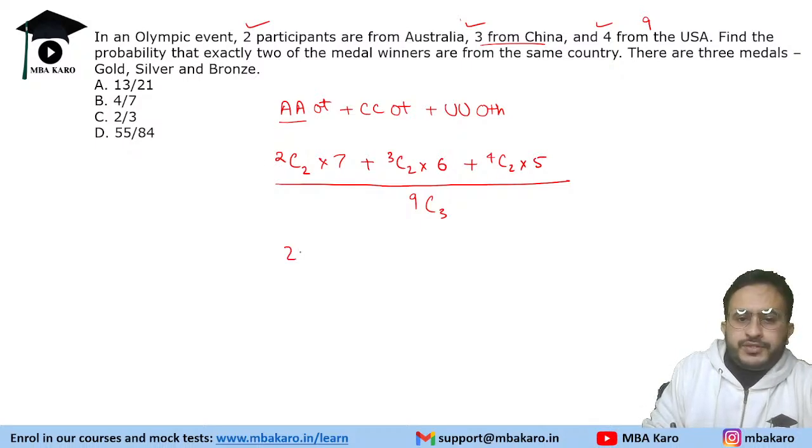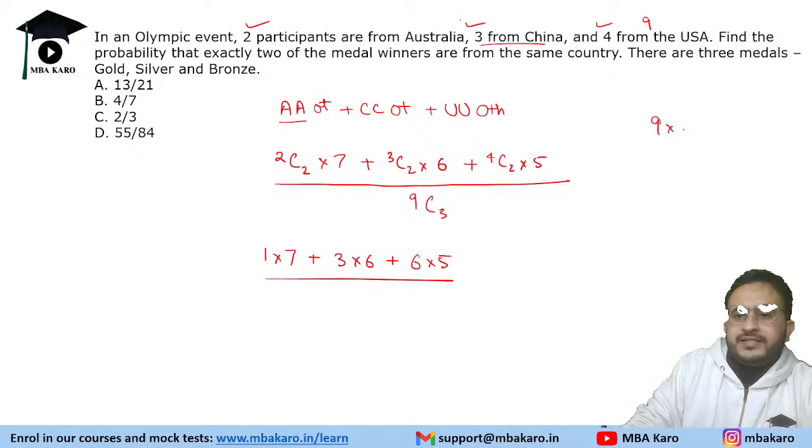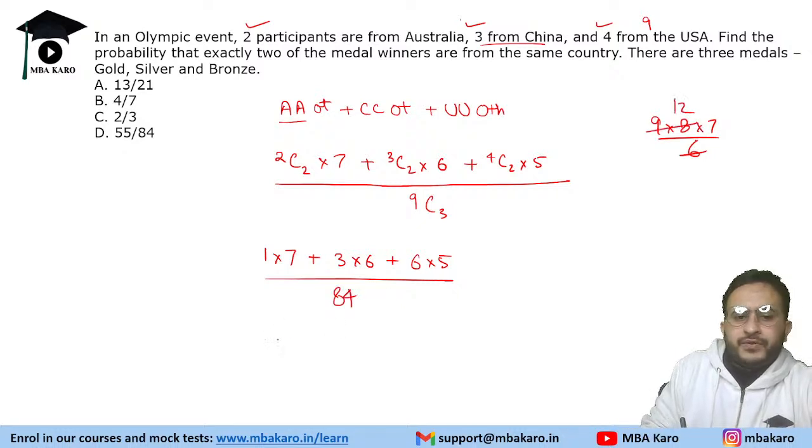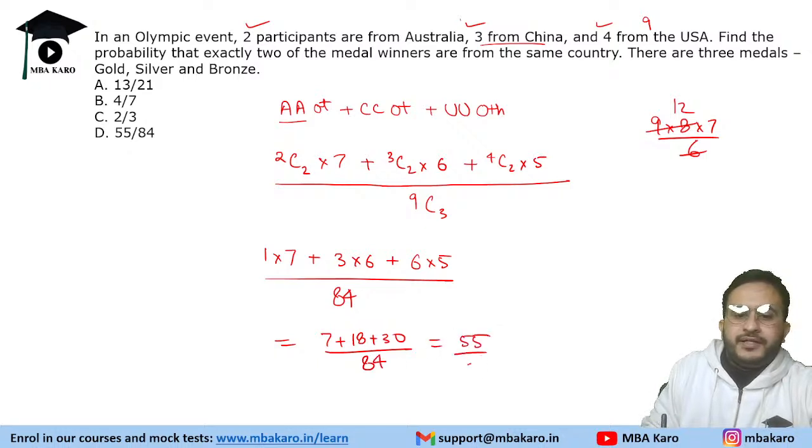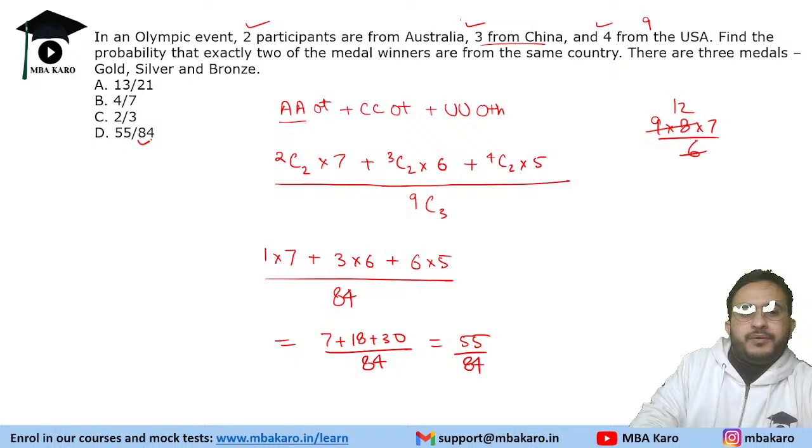So 2C2 is 1 into 7. 3C2 is 3 into 6, plus 4C2 is 6, 6 into 5, over 9C3. 9C3 is 9 into 8 into 7 by 6, which is 12 times 7, 84. So we'll get 7 plus 18 plus 30, that is 55, so we will get 55 by 84 as the required probability.